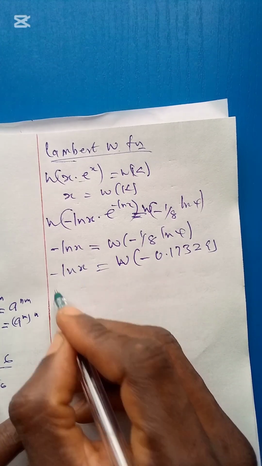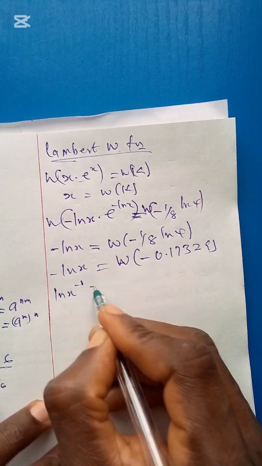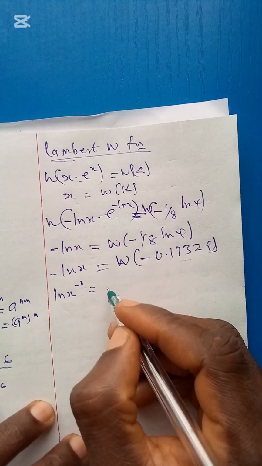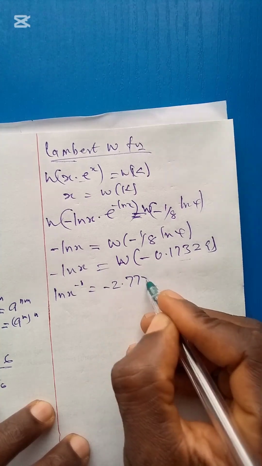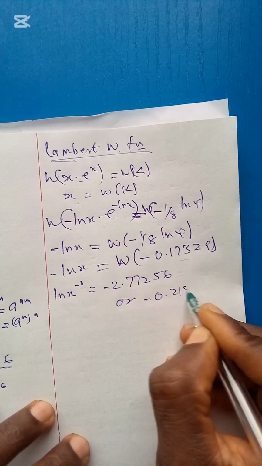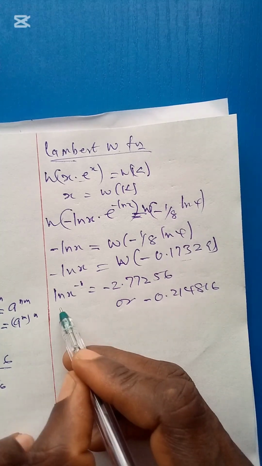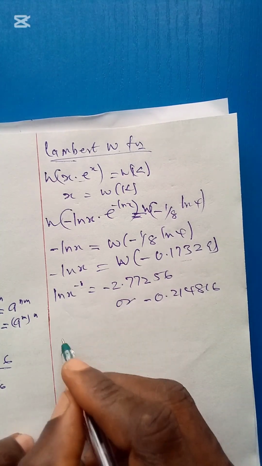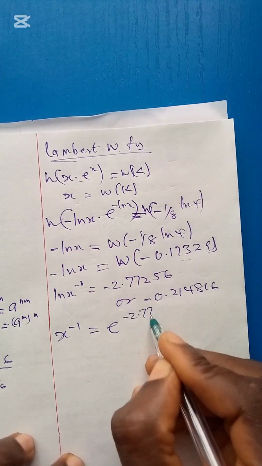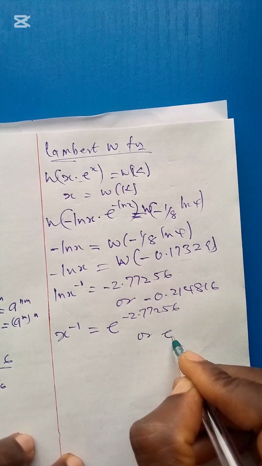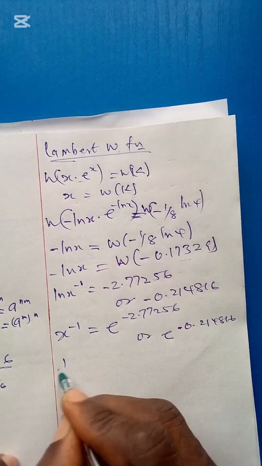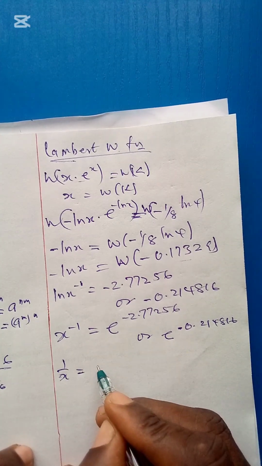Now I can rewrite this one as ln x raised to power minus 1 equals, now this will give us two values. One of them is minus 2.77256, and the other one is minus 0.214816. If I take the e of both sides, x to power minus 1 will now give me e of minus 2.77256, or e to power minus 0.214816.